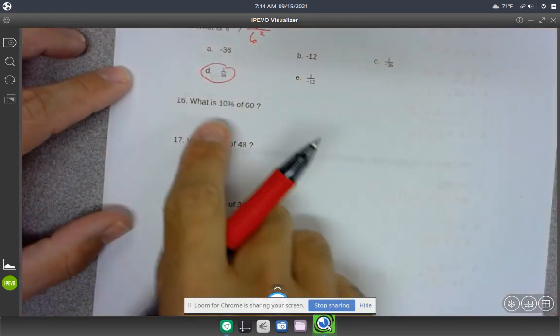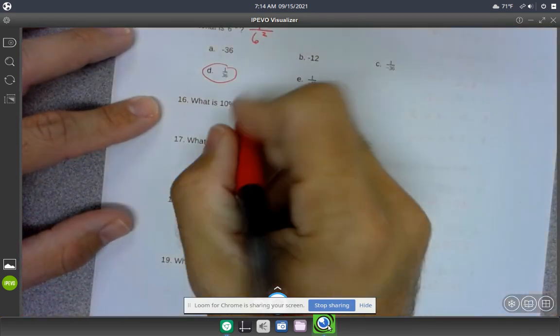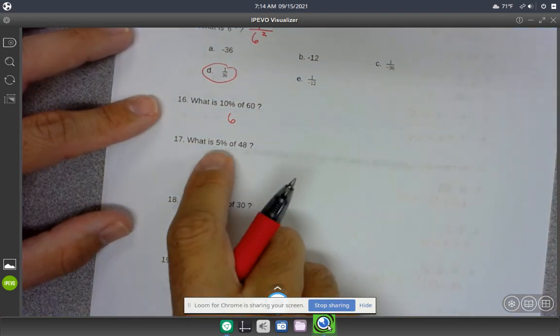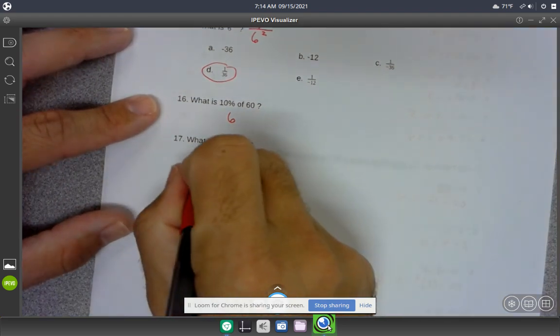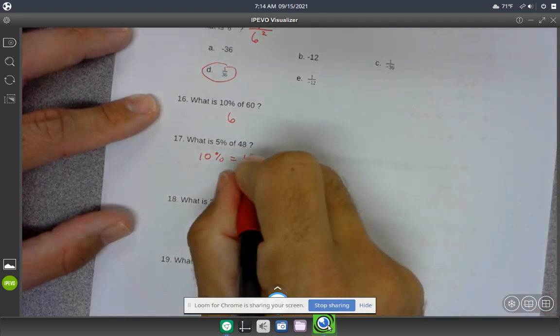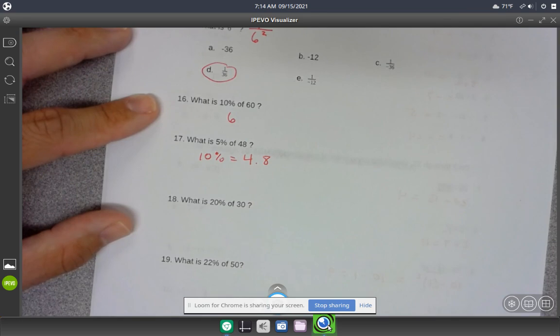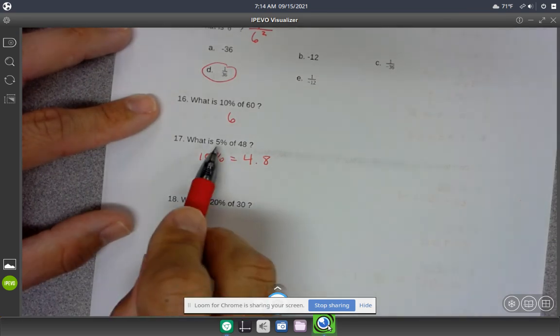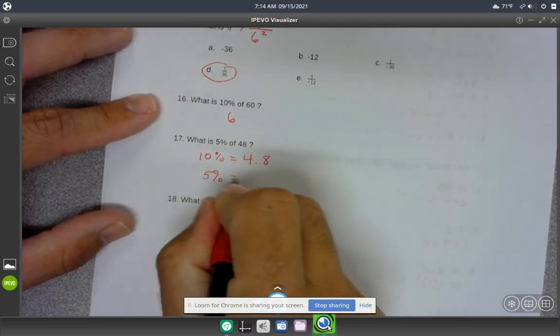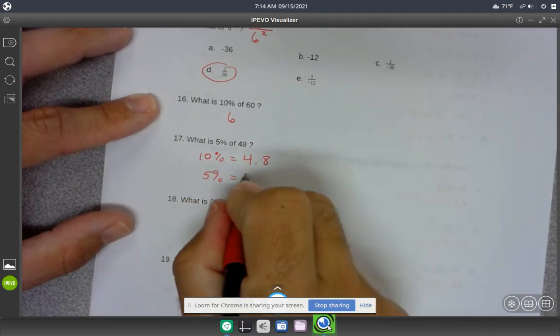All right, number 16. 10% of 60 is just 6. Just move the decimal over. To find 5% of 48, I first want to find 10%. 10% is 4.8. And so 5% is going to be half of that. Half of 4.8 is going to be 2.4.